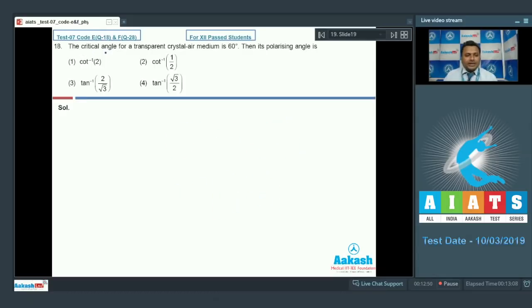Here is question number 18. The critical angle for transparent crystal air medium is 60 degree. Then its polarizing angle will be what? This question is actually the combined application of Snell's law as well as Brewster's law. According to Snell's law, we know the expression for critical angle sin C equals 1 by mu, where mu is the refractive index of denser medium with respect to rarer. Mu therefore equals 1 by sine of critical angle 60 degree. So sine 60, we got the refractive index of the medium, that is 2 upon root 3.